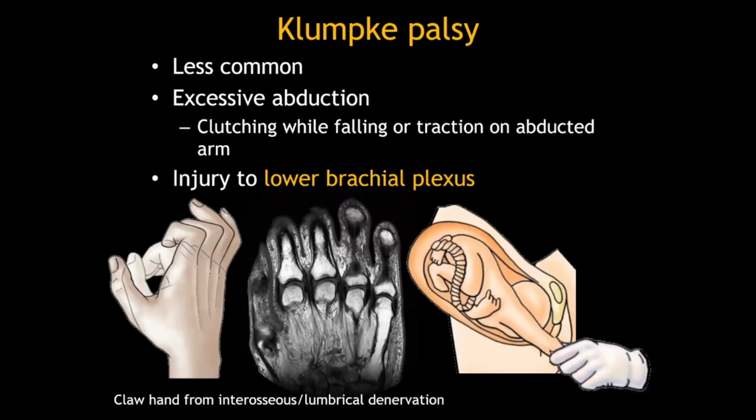And this too can also be seen in the context of birth trauma with excessive traction on the arm. And this results in the classic appearance of what's been termed Klumpke's palsy, which is a sort of claw hand appearance related to interosseous and lumbrical denervation.